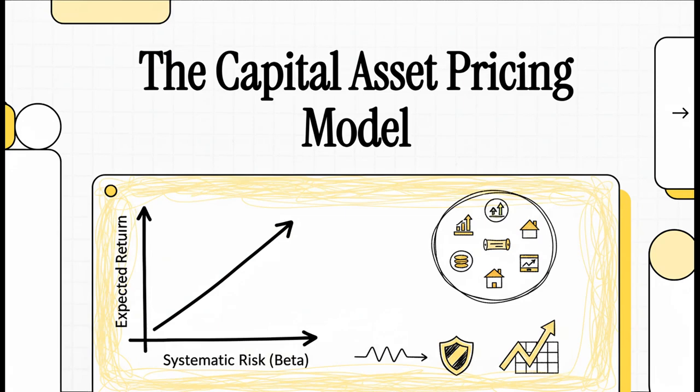Welcome to The Explainer. Today, we're going to tackle a simple but honestly a really powerful idea that completely changed finance. The Capital Asset Pricing Model, or CAPM for short. It's basically a formula that tries to answer a huge question. What's the right price for risk?